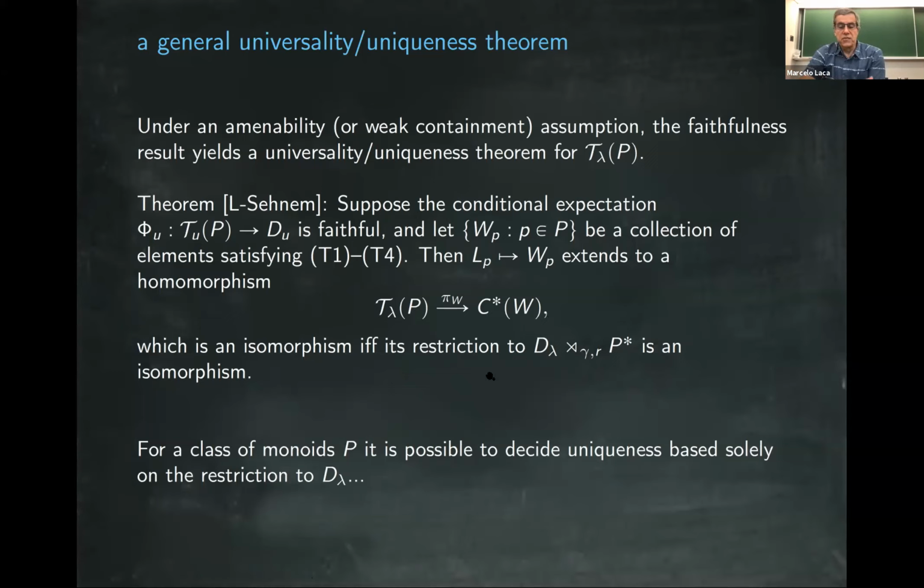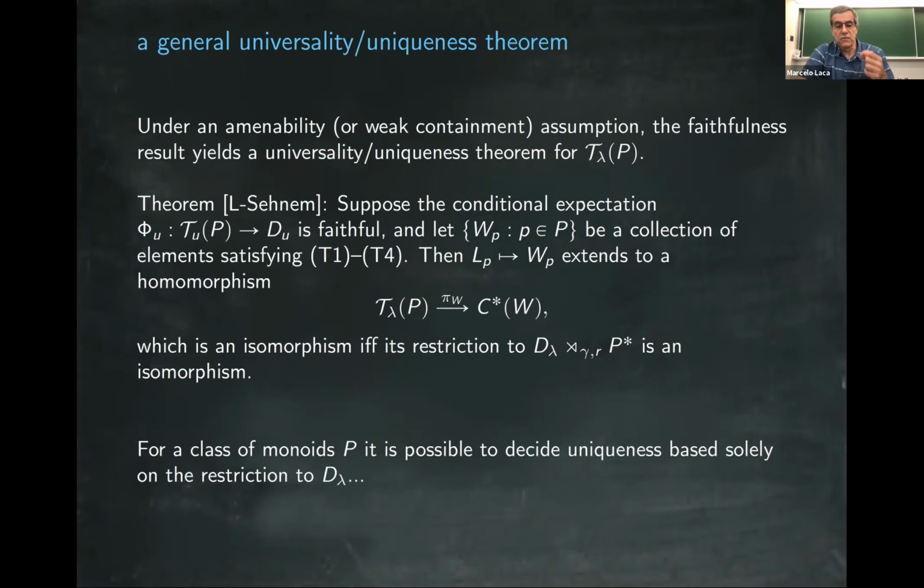So it is satisfactory in the sense that it's completely general. It works for every subsemigroup of a group. But it focuses your attention on a cross product by P star, not on just the diagonal, whereas standard, better known results go all the way down to the diagonal. But those are not general. However, for a class of monoids, we can decide uniqueness based just on the restriction to D lambda.